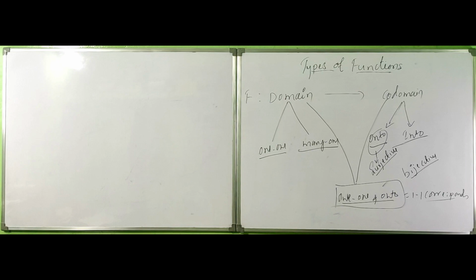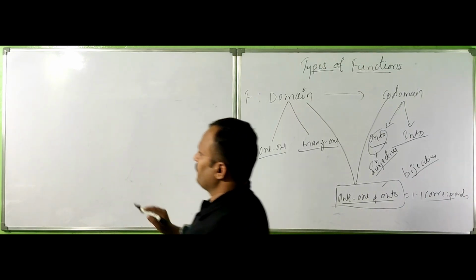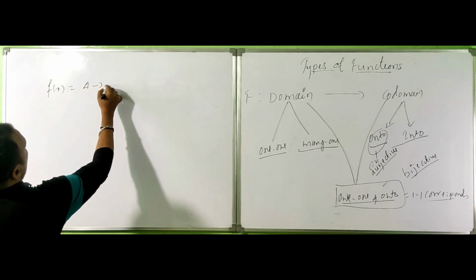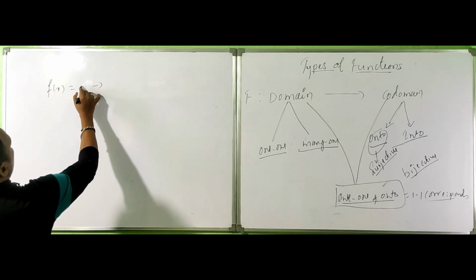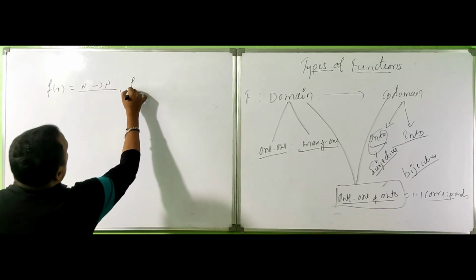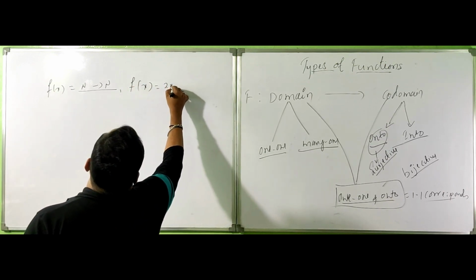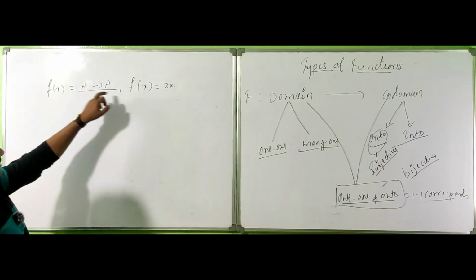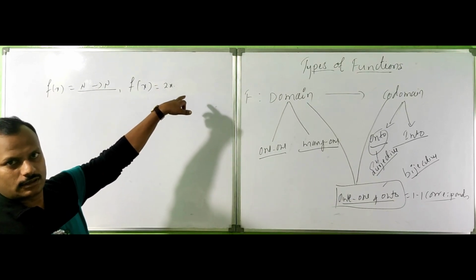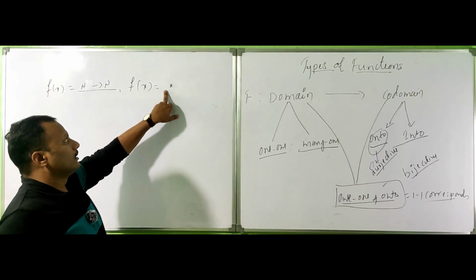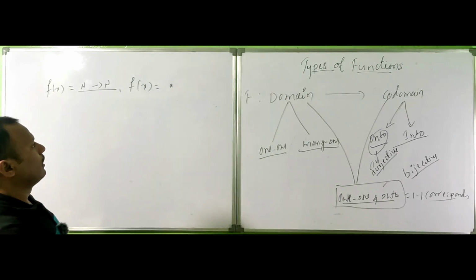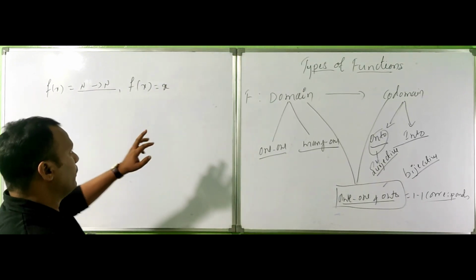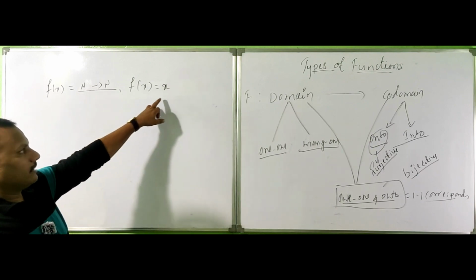What is a one-one function? Let's take f of x equal to x, defined from N to N, the natural numbers. For every element of N, we have exactly one element of N. For every natural number, you have the exact same natural number.